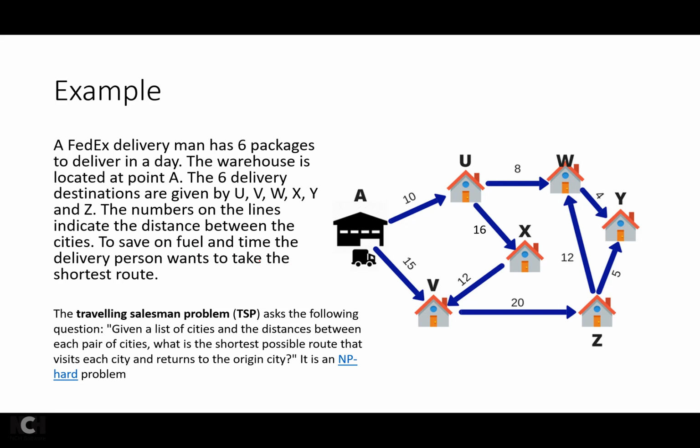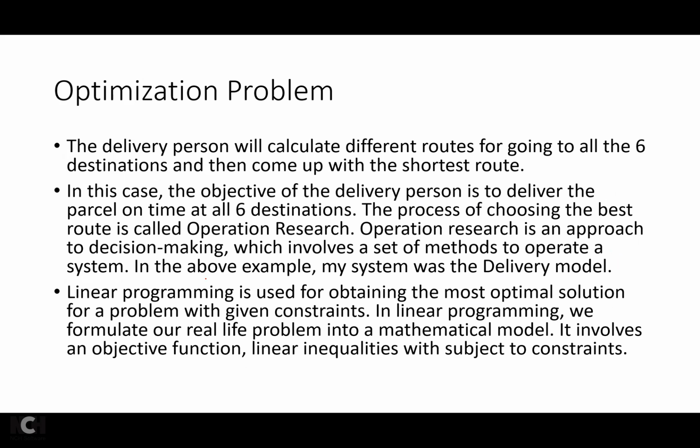So the traveling salesman problem asks the following question: given a list of cities and distances between each pair of cities, what is the shortest possible route that visits each city and returns to the original city? This is the original question about the traveling salesman problem. And this is for the FedEx delivery problem. It means they adapt to that, and the underlying computation is the same.